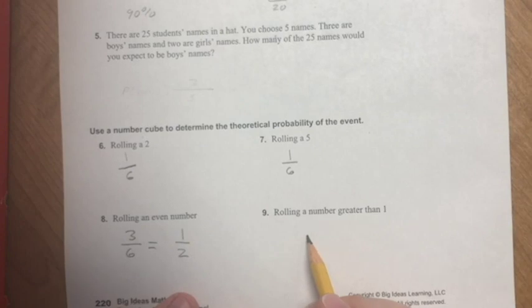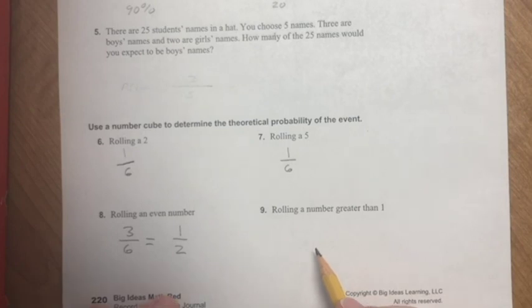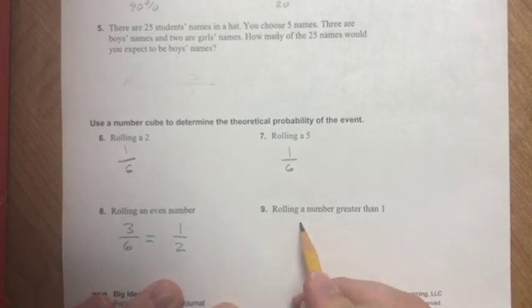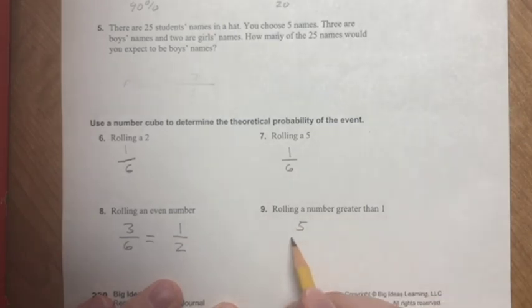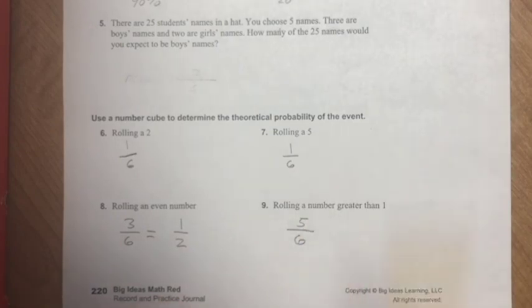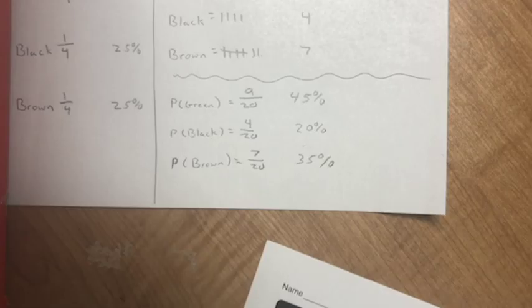Then it says, lastly, rolling a number greater than 1. Well, the numbers that are greater than 1 are 2, 3, 4, 5, and 6. So that's a total of 5 numbers that are greater than 1 out of 6 possible numbers that you can roll. So you have a theoretical probability of 5/6.